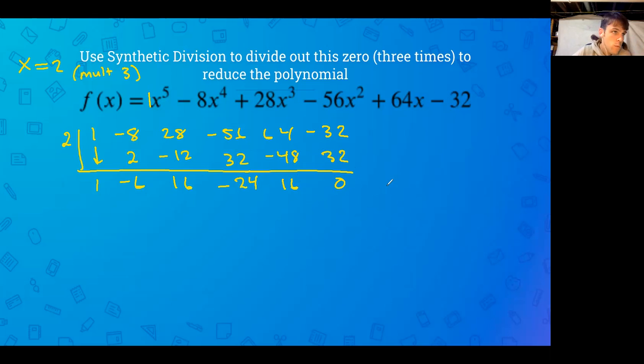So that was great. We knew that it was going to be 0 because we did know that this was at least a 0 one time, but we suspected 3 because of the wiggle. Obviously, this is now a 4th degree polynomial, and we factored out one of our factors of x plus 2. Okay, so now we're going to work on that again. Same factor, and we're going to use this reduced polynomial.